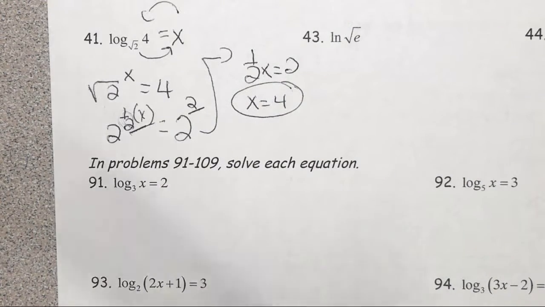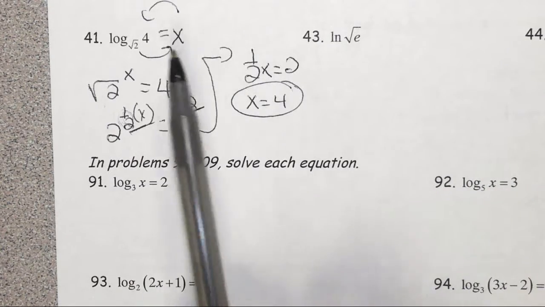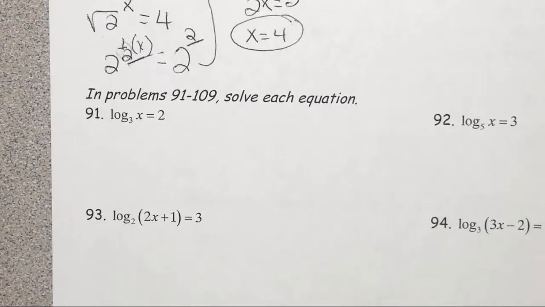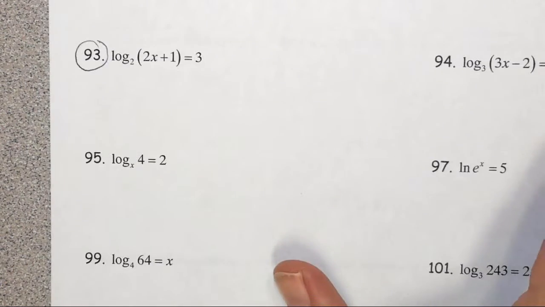So, like Melanie said, in this whole section right here, all the way through 44, you're going to make them all equal what letter? X. So then you're going to log roll it, and you're going to solve, just like we did in last night's homework. The very end of the worksheet says, in problems 91 through 109, solve each equation. So they're already equal to something. Let's go look at number 93.